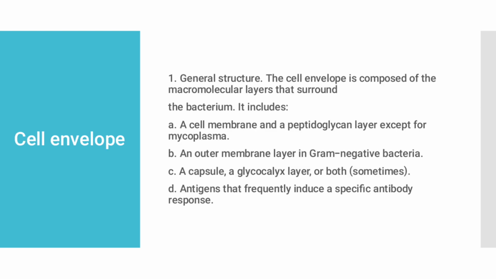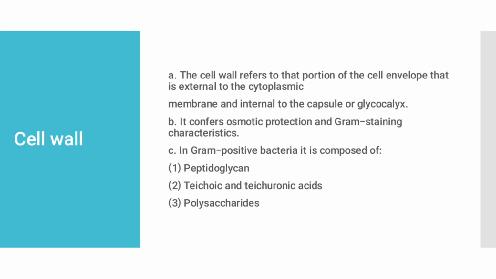Cell envelope. The general structure of the cell envelope is composed of macromolecular layers that surround the bacterium. It includes a cell membrane and the peptidoglycan layer, except for Mycoplasma, which does not have these layers. It also includes an outer membrane layer in gram-negative bacteria, and a capsule or glycocalyx layer, and antigens that frequently induce a specific antibody response. These are the major components present in the cell envelope.